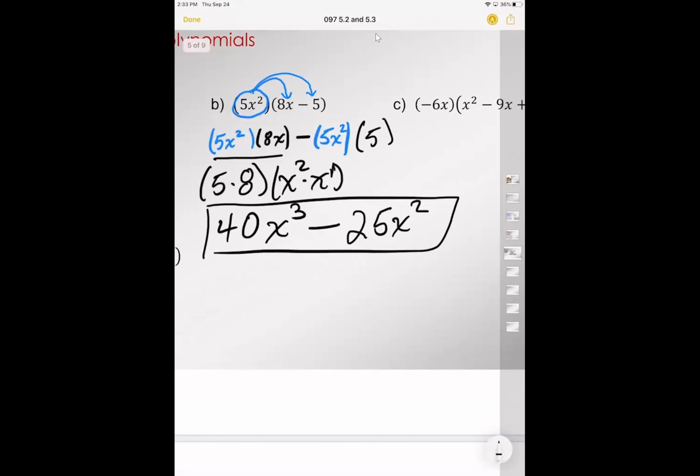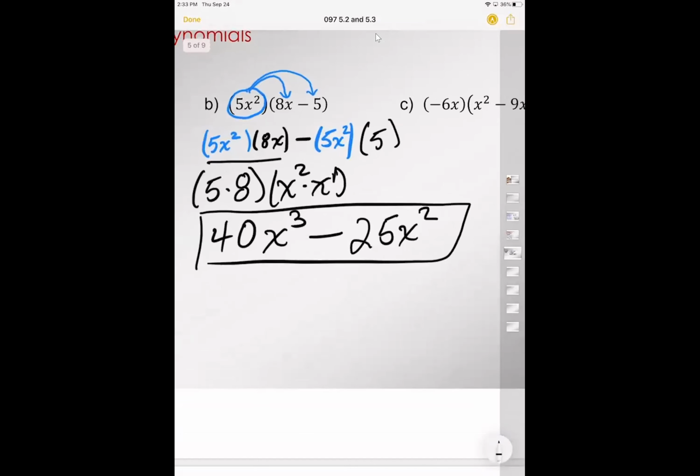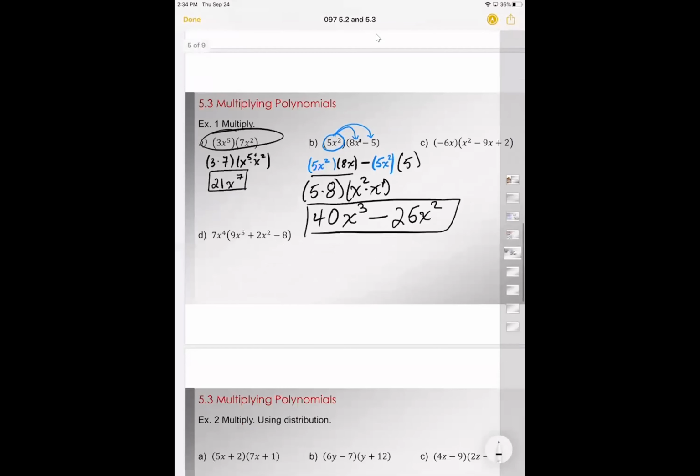I see that we distribute: 5 times 8 will give me 40, x to the second times x to the 1, because if there's no number, reminder that it is 1. So 3, because 2 plus 1. And 5 times negative 5 gives me negative 25, and bring down my x squared. So any question here in terms of A or B?